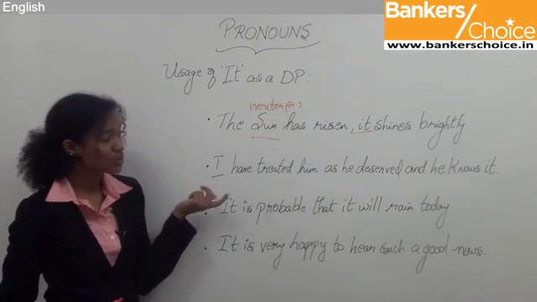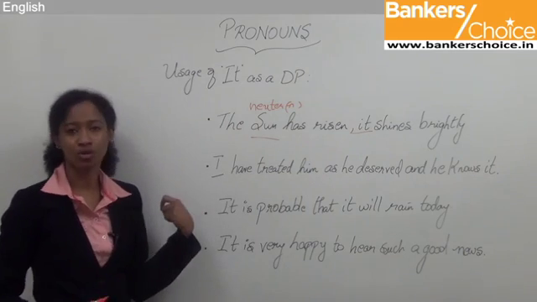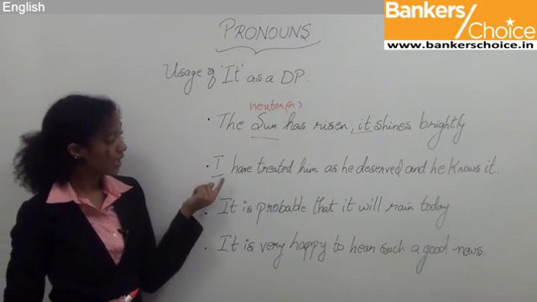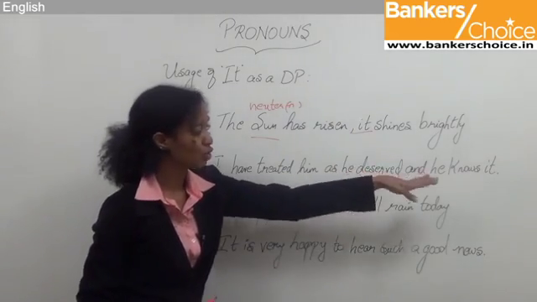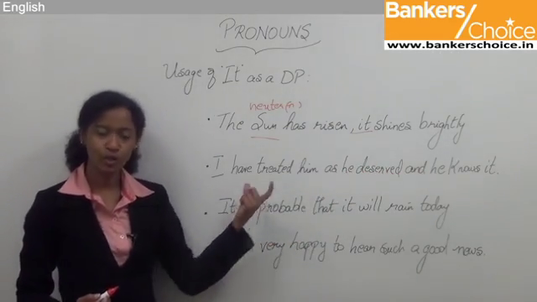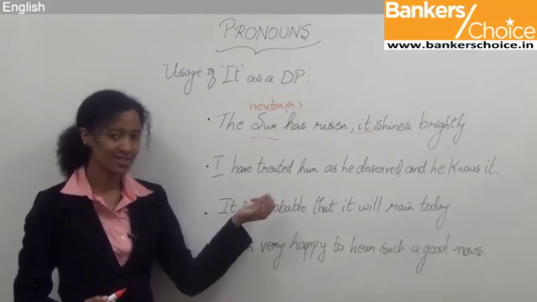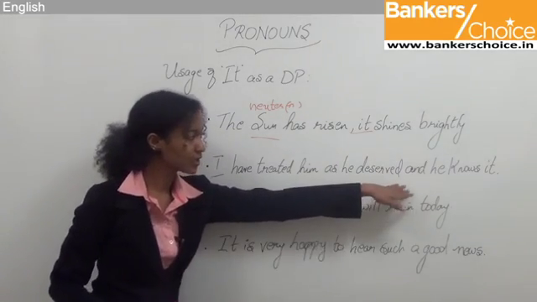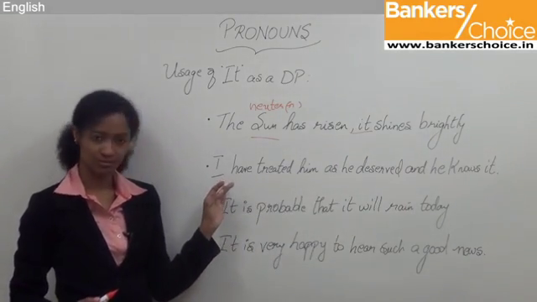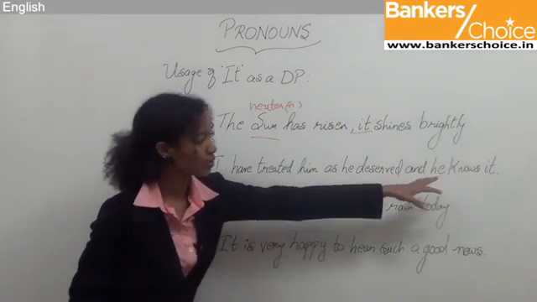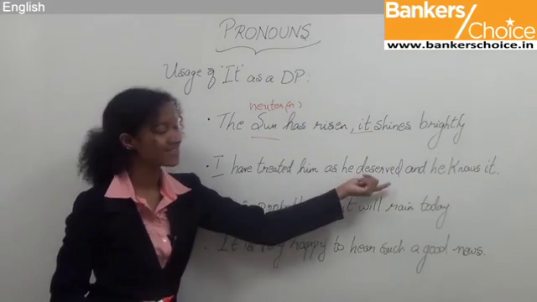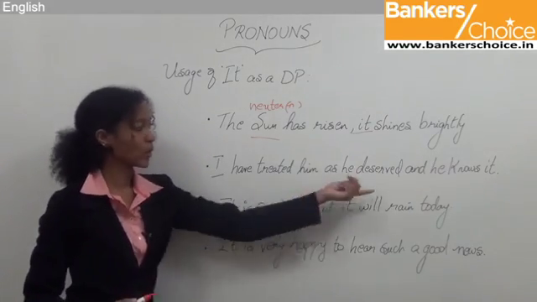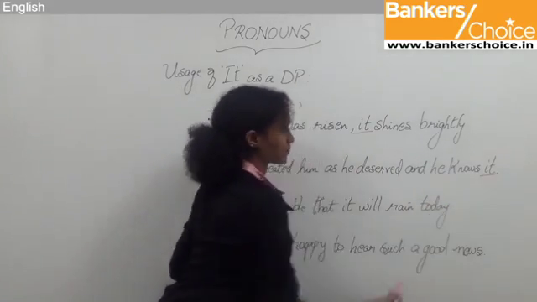It also points to a clause going before. For example, in the sentence, I have treated him as he deserved and he knows it. So I know that there are two parts to this sentence. There's a connecting word and connecting the first clause, and he knows it is another clause by itself. So I have treated him as he deserved is a clause going before this it.